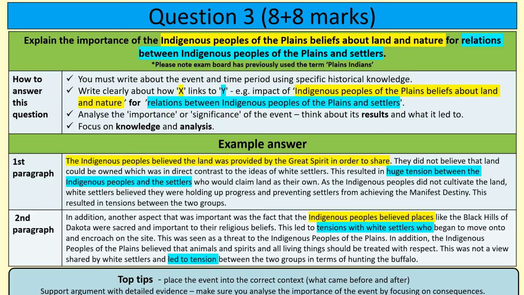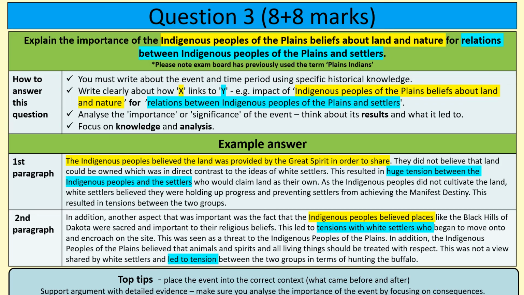Okay, so the last question we're going to look at is explain the importance of the indigenous peoples of the plains beliefs about land and nature for relations between indigenous peoples of the plains and settlers. Now, please note the exam board has previously used the term Plains Indians. Now, again, you're looking out for how does X link to Y. So X is the indigenous peoples of the plains belief about land and nature, and then the Y bit is the relations between indigenous peoples of the plains and settlers.